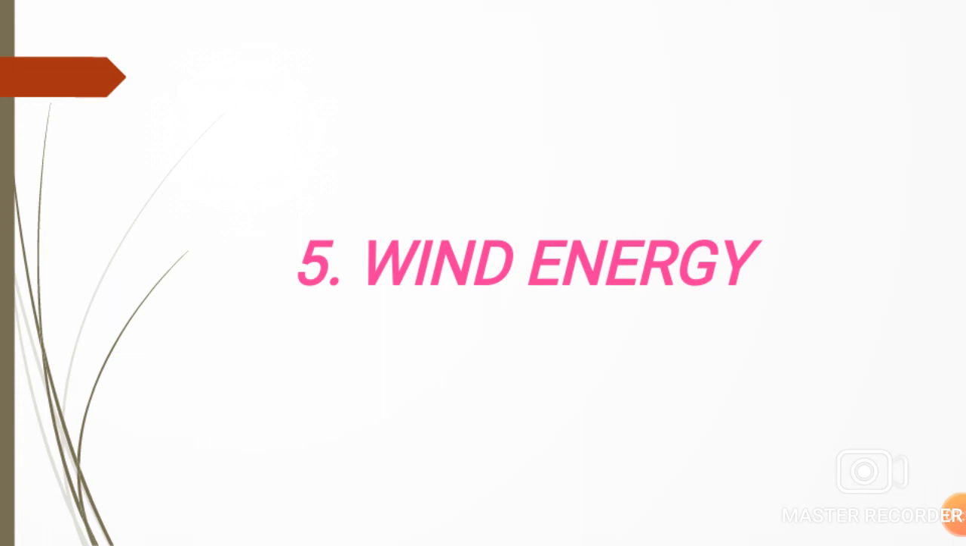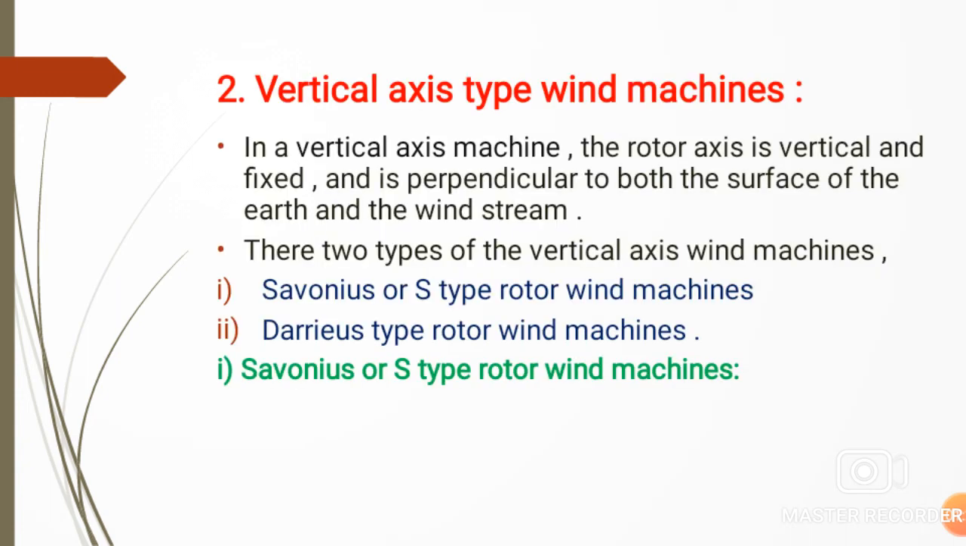Now the second main type of the wind machine is the vertical axis type wind machine, and this type we have to see in this video. So let's start with the vertical axis type wind machines. In a vertical axis machine, the rotor axis is vertical and fixed and is perpendicular to both the surface of the earth and the wind stream.